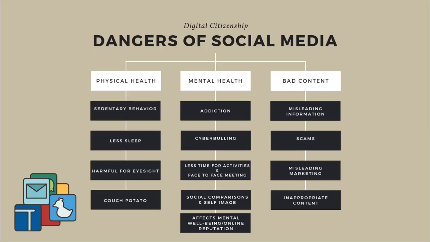Next we have is less time for activities and face-to-face meeting. Now, social media can be harmful when it replaces time with family and friends. Some opportunities to build social skills can't be recreated online. Now, how to avoid it? Number one is make time for your family and friends. Number two is when you are with other people, take a break from the phone.